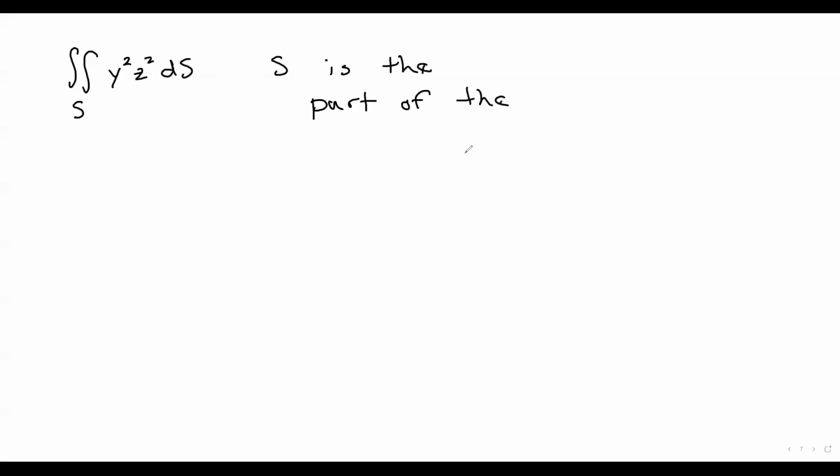So what we've got is the surface integral over S of y squared z squared dS, and S is the part of the cone y equals the square root of x squared plus z squared, 0 less than or equal to y less than or equal to 3.